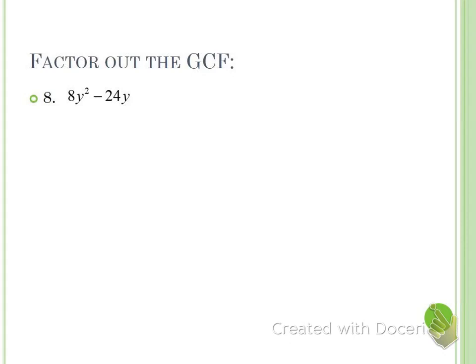Let's do another one with a little bit less illustration. All right, I need the greatest common factor first. What will divide into both 8 and 24? Well, 8 will. That's the biggest number that will go into both. They both have at least one y in common, so that's going to be part of my greatest common factor. And then I'm going to create a binomial that if I distributed the 8y into it would give me 8y squared minus 24y. And the way I do that is just divide both of these terms by 8y.